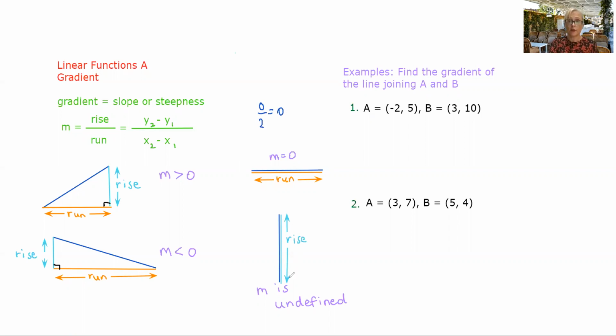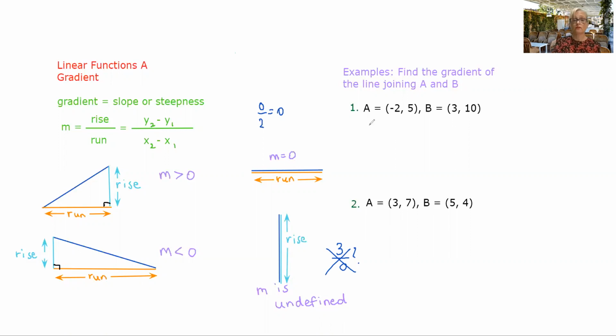In the case of a vertical line, your run is 0. And if you're trying to divide something by 0, well, we can't do that. It's undefined in maths. So they are your two special cases. A horizontal line will have 0 gradient and a vertical line will have an undefined gradient.